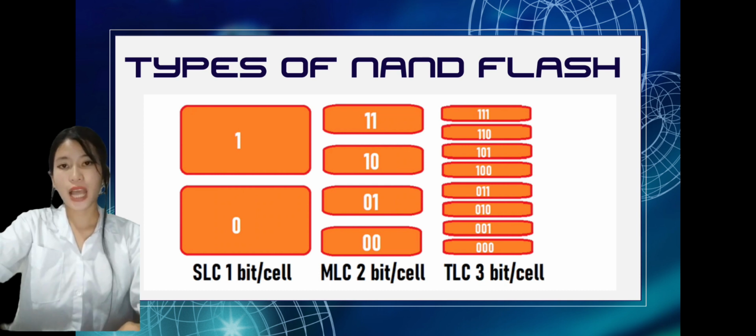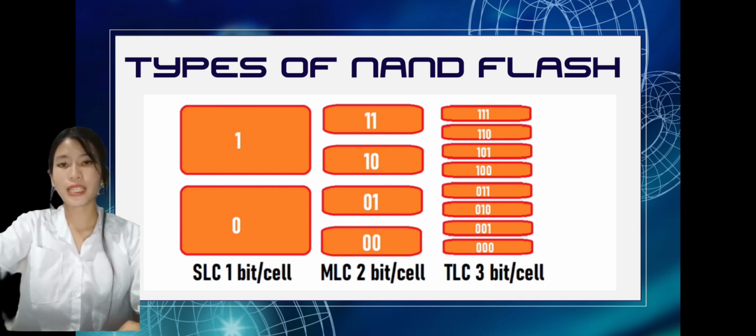The second is the MLC 2-bit cell, multi-level cell. In MLC flash, each memory cell stores 2 bits of information. Examples are 00, 01, 10, and 11. The threshold voltage is compared against 3 levels. In this case, there are a total of 4 voltage bands.